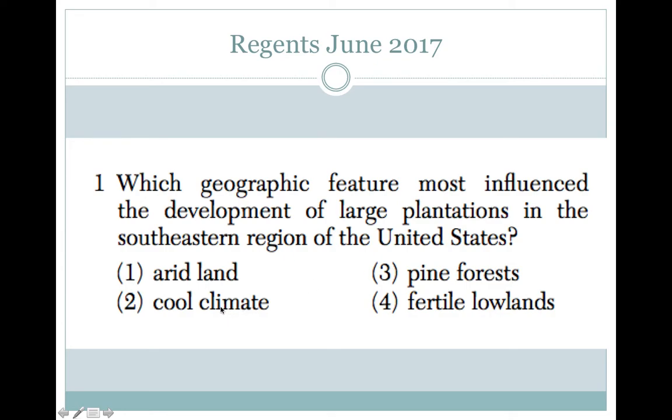So if I'm taking off 2 and I am taking off pine forest, I'll take that out because that's more in like the New York area. And we're between 1 and 4. The best answer for this one is going to be 4. Fertile lowlands, which connects with the plantations. Good for farming, okay? Good for farming. Fertile lowlands.